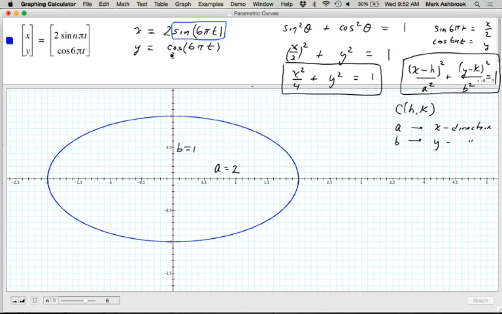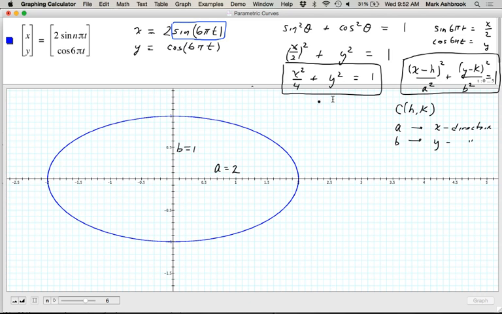Okay, so when you're dealing with ellipses and circles, we want to make use of the Pythagorean identity. We don't want to solve for t and plug it into the other one. Dealing with ellipses and circles, we're going to use the Pythagorean identity as the means of getting the equation of the ellipse or the circle.